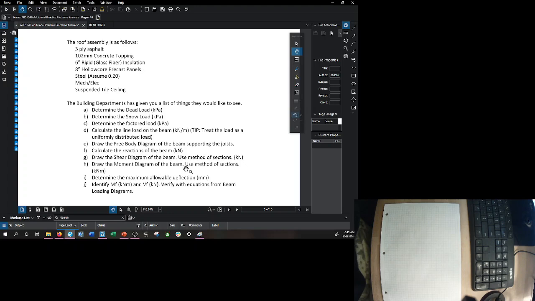Draw the moment diagram, use method of sections. And determine the maximum allowable deflections. And identify MF and VF. So that would be the maximum shear and the maximum moment. Verify with equations from beam loading diagrams.